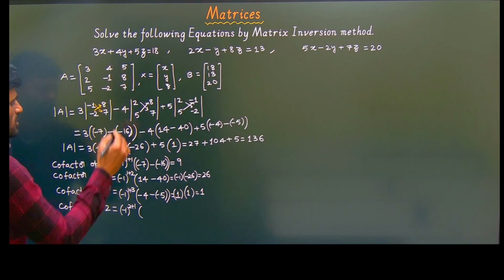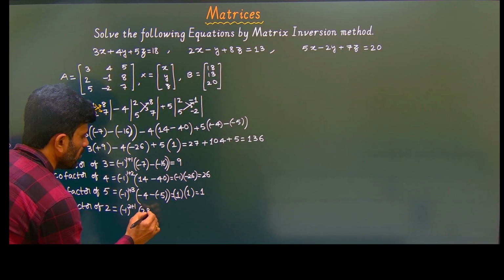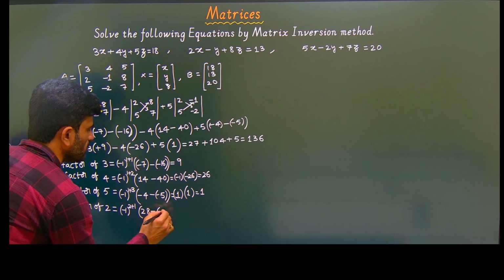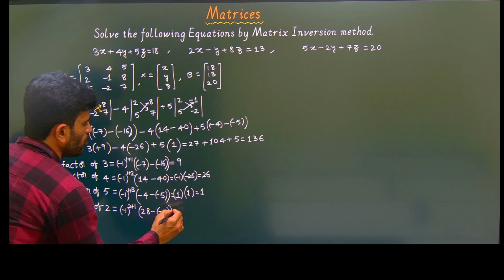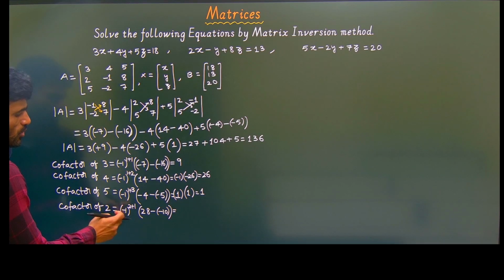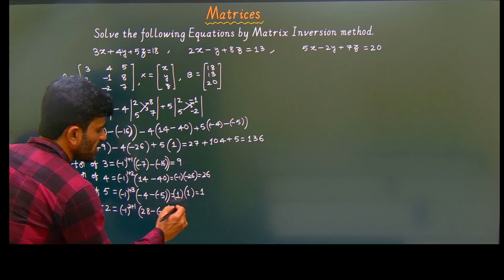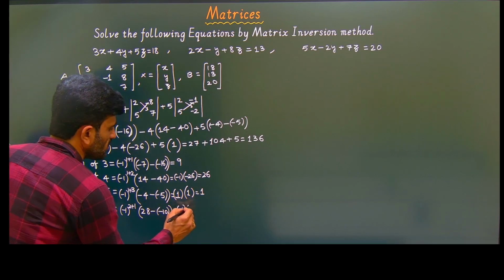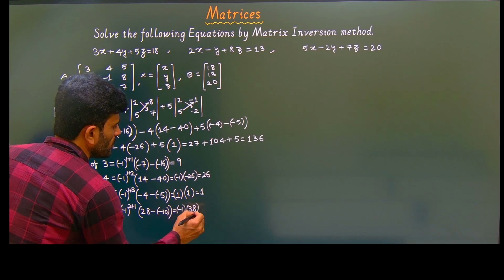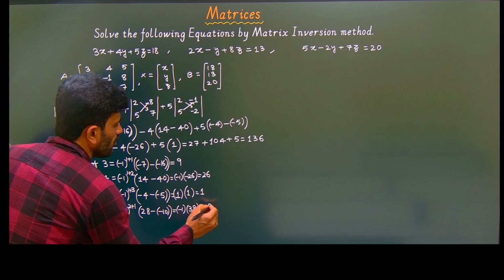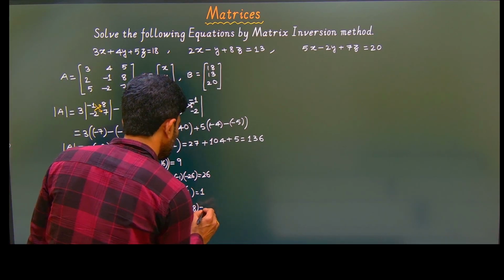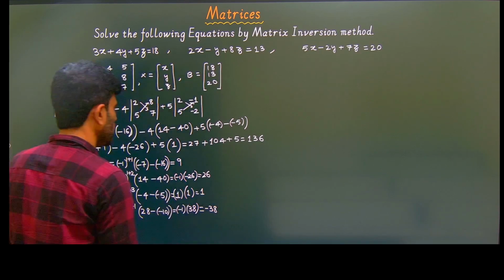So 4 into 7, 28, minus minus 2 into 5. So minus of minus 10 it is going to be. So that is equal to minus 1 whole to the power of 3, which is minus 1, into 28 minus of minus 10, which is 28 plus 10. 28 plus 10 is 38. So minus 1 into 38 is minus 38. So that is cofactor of 2. We got cofactor of 2 as minus 38.